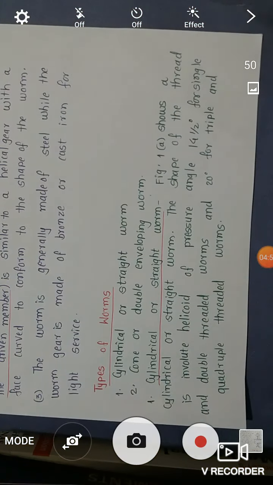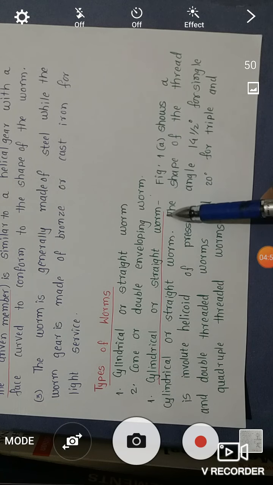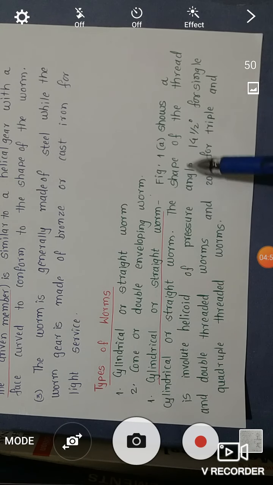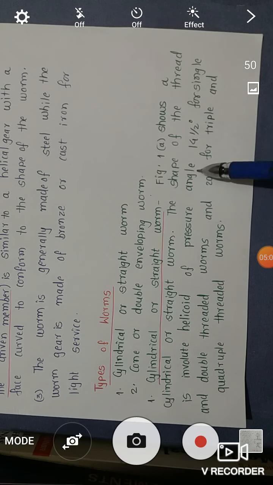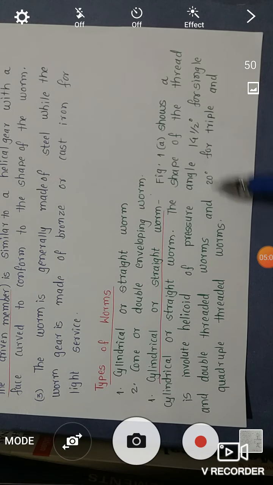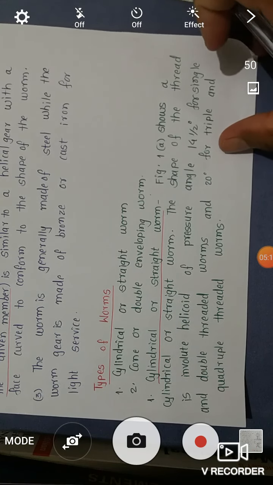If we see the first type, that is the cylindrical or straight worm, the figure shows a cylindrical or straight worm. The shape of the thread is involute helicoid of pressure angle 14.5 degrees for single and double threaded worms, and 20 degrees for triple and quadruple threaded worms.